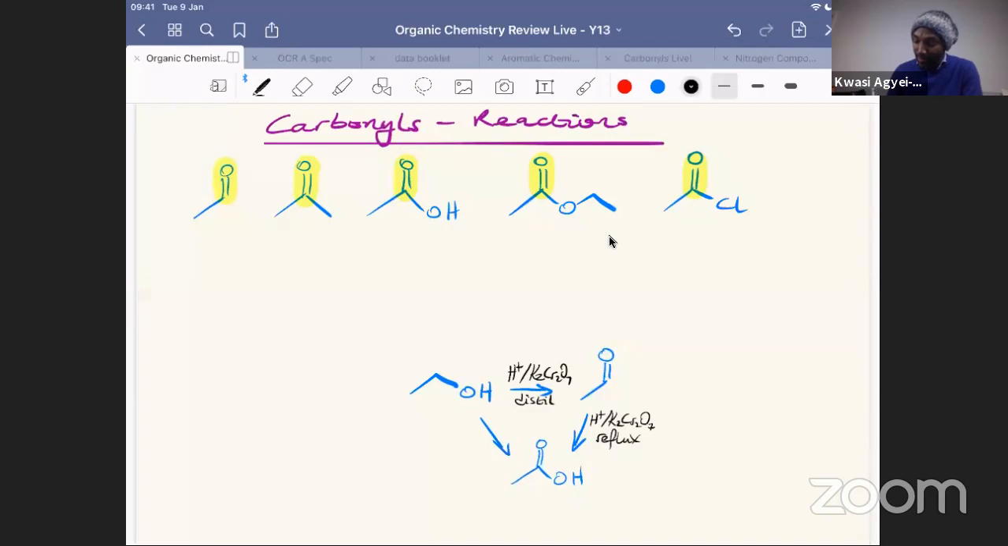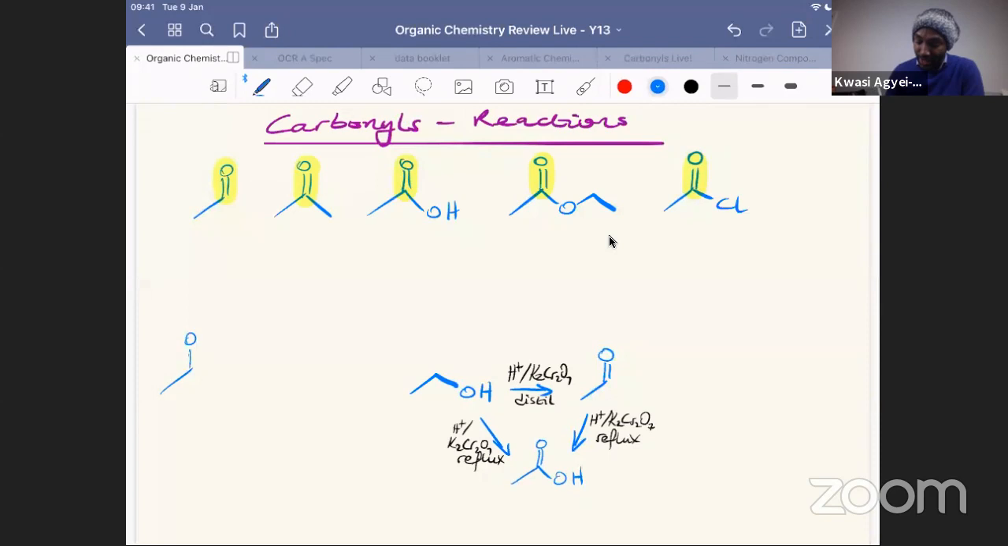And it would be the same if you were going all the way to the carboxylic acid straight from the alcohol. Okay, so K2Cr2O7, and you would need to reflux that. So that's how you would get to your carboxylic acid. If you wanted to make a ketone, you would need to start from a different alcohol. So ketones can be accessed from secondary alcohols.